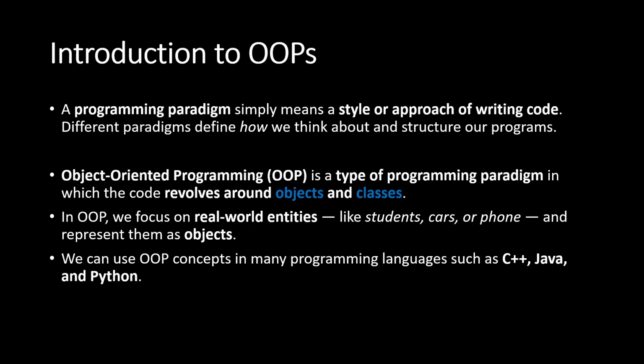So now object oriented programming. Object oriented programming is a type of programming paradigm in which code revolves around objects and classes. Here we write code around objects and classes. We create a class and then we create an object from that class. In OOPs, we focus on real world entities like student class, car class, phone class, and animal class, right? You can use OOPs in any language like C++, Java, Python, or other languages too.